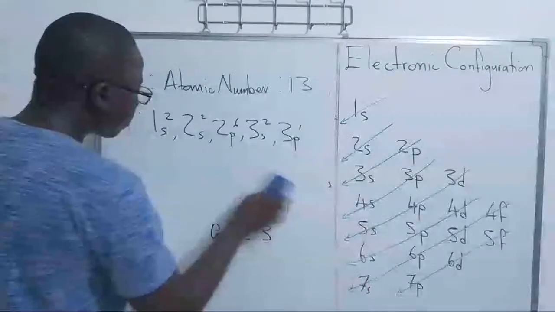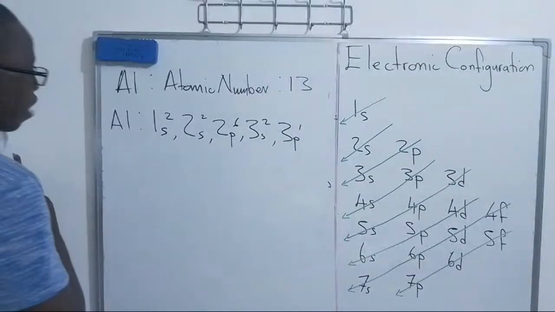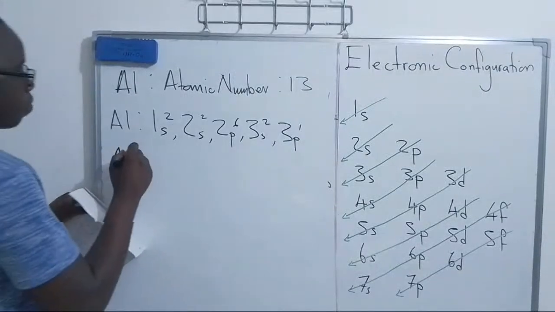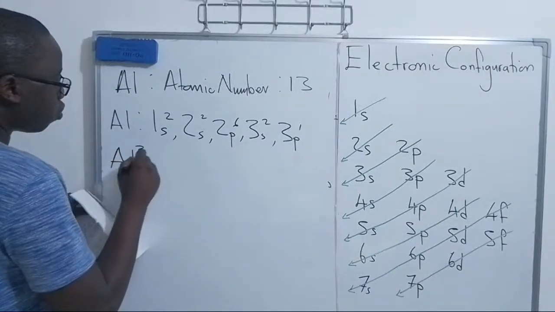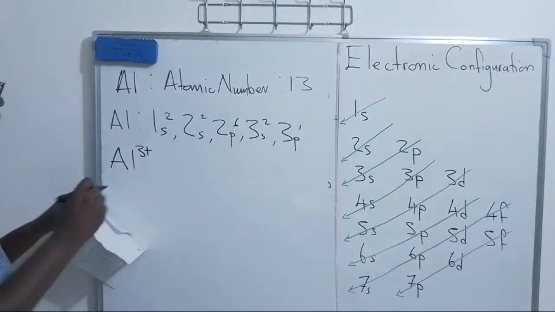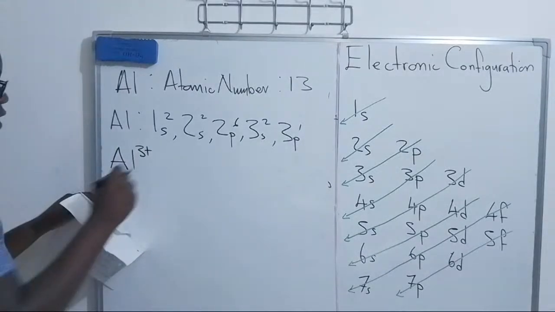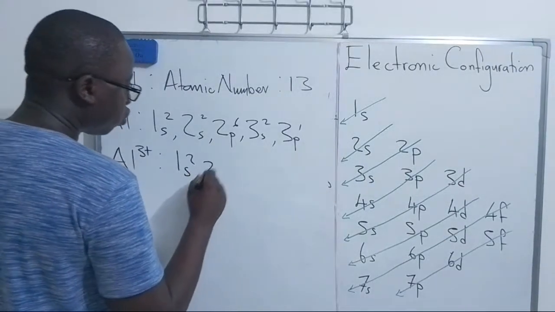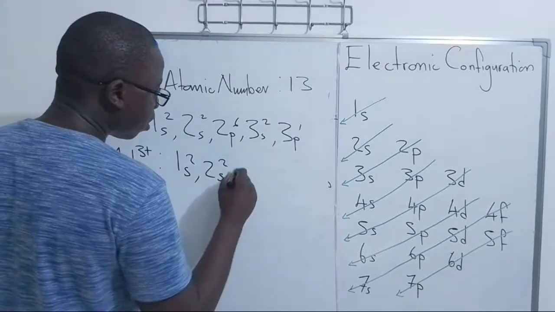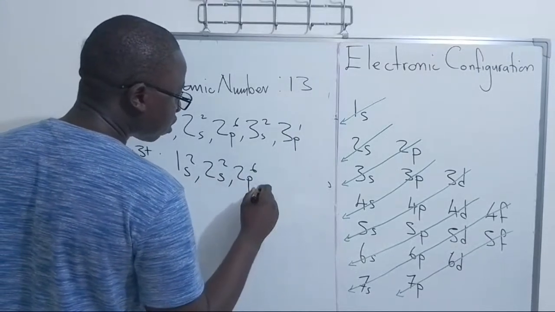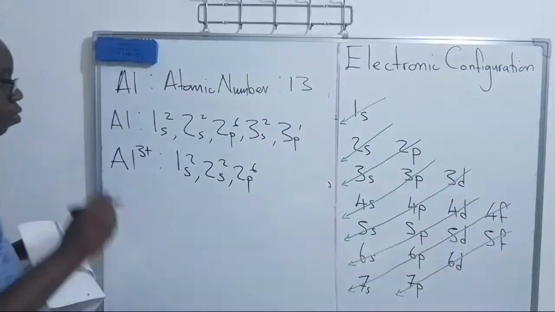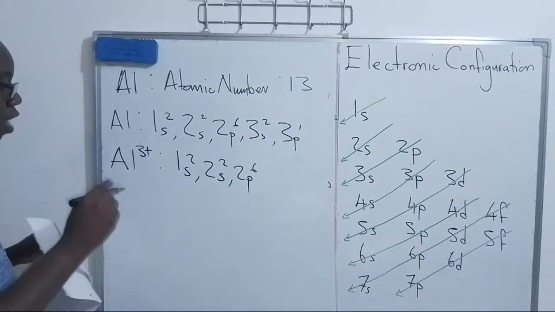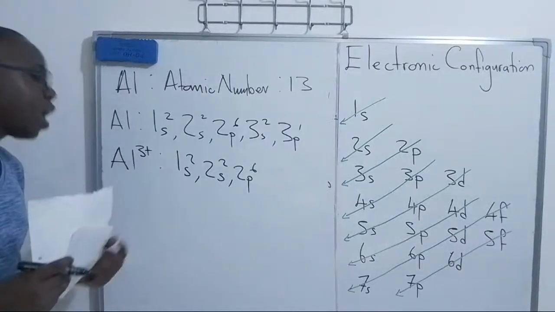Let's write the ion of aluminium. What would be the ion of aluminium? So aluminium, because it is in group 3, it simply means it will lose 3 electrons there. Now, if it loses 3 electrons, it simply means it will have 1s2, 2s2, then 2p6, and this becomes the electronic configuration of aluminium ion.